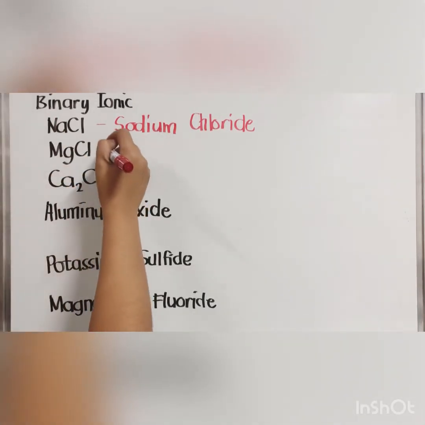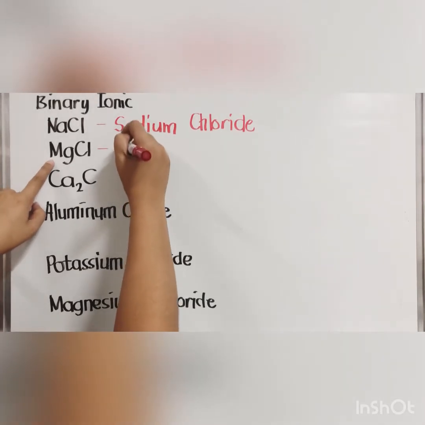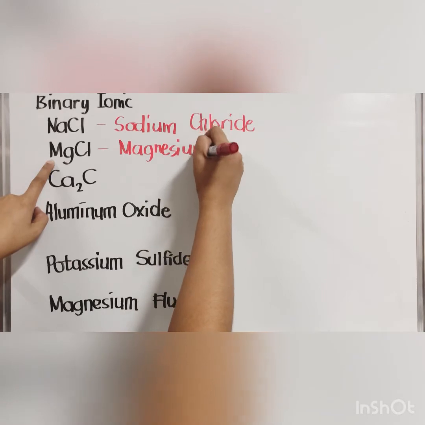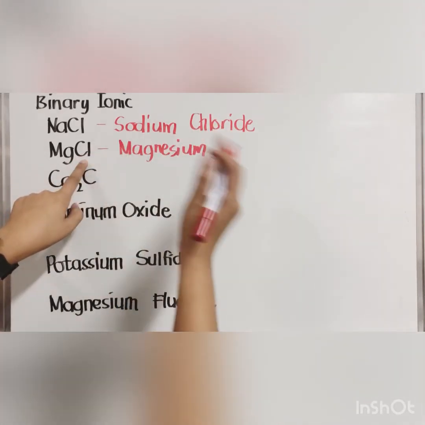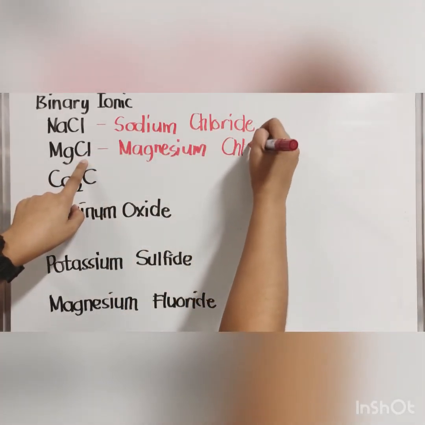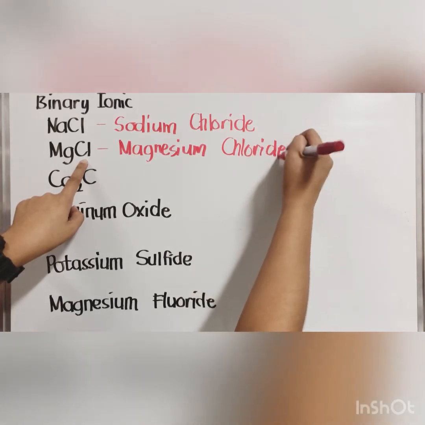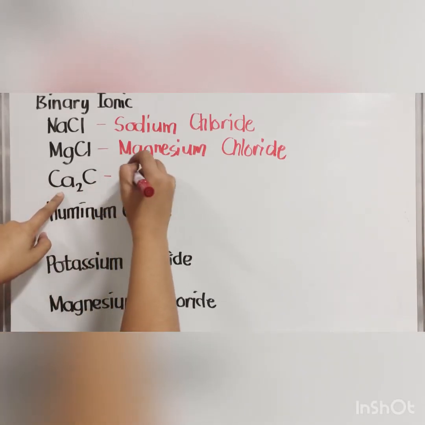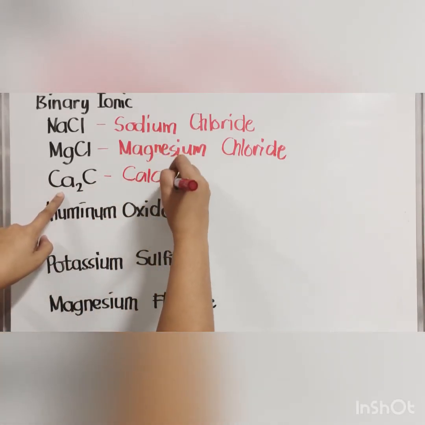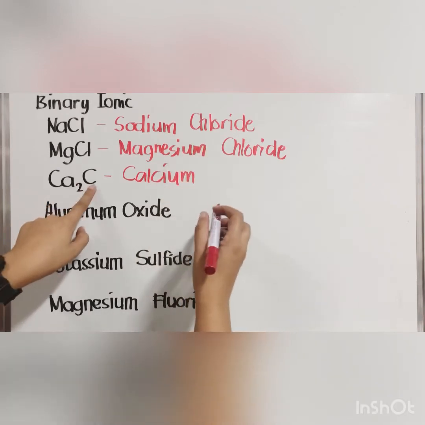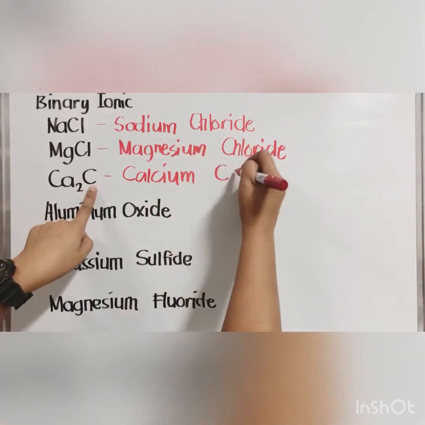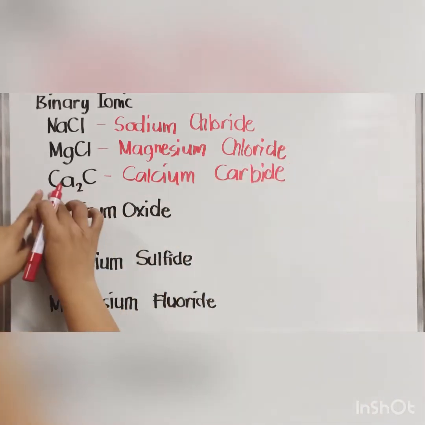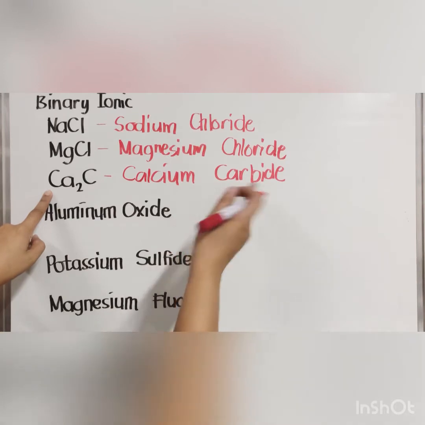So how about the second one? Name the first element. Mg is magnesium. The second element is Cl, that is chlorine, which should end in -ide, so that is chloride. So MgCl is named as magnesium chloride. This one, name the first element. First element is calcium. Second element is C, which is carbon, but it should end with -ide, so we can have it as carbide. So Ca2C is calcium carbide.